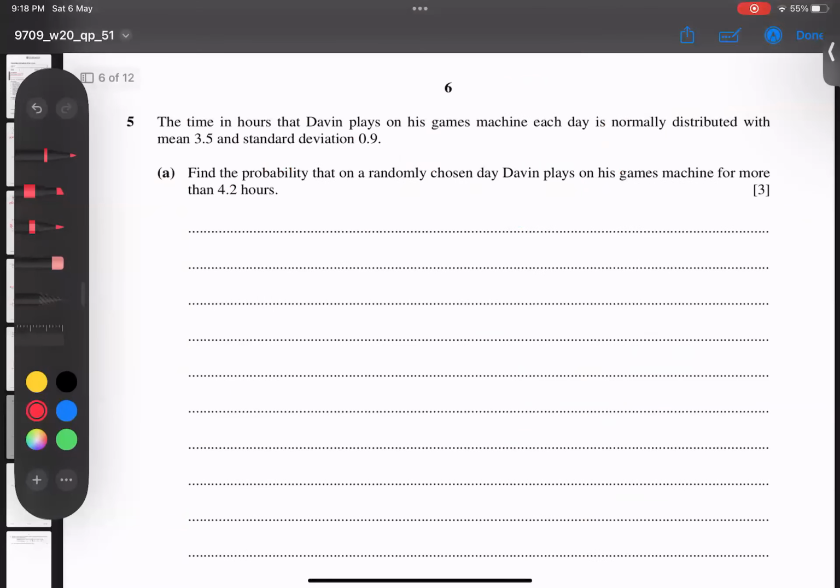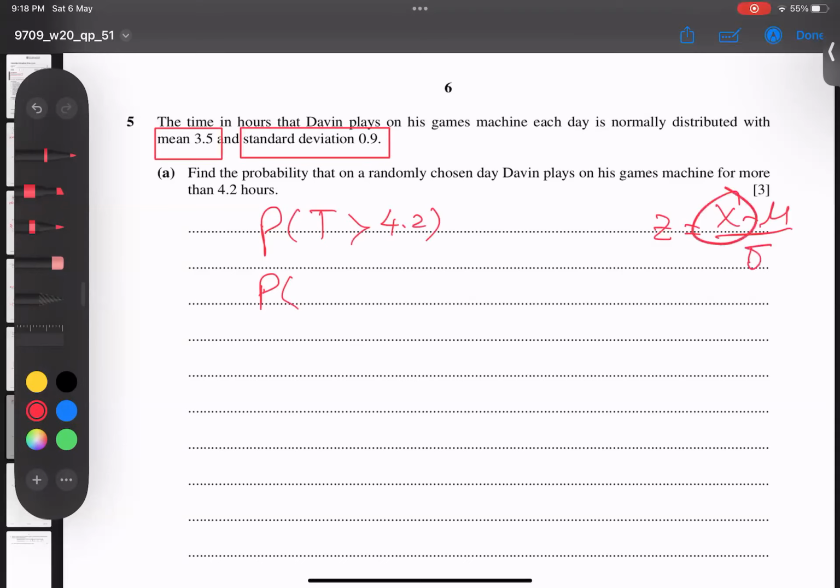So next, question number 5, students. The time in hours Devin plays a game machine each day is normally distributed. So it's a question of a normal distribution with a mean of 3.5 and deviation of 0.9. Find the probability that on a randomly chosen day Devin plays his game machine for more than 4.2 hours. I think this is easy. Time more than 4.2 hours. Students, you know the formula to convert to normal form: x minus mean by deviation. So x is this number. Let's try to use it.